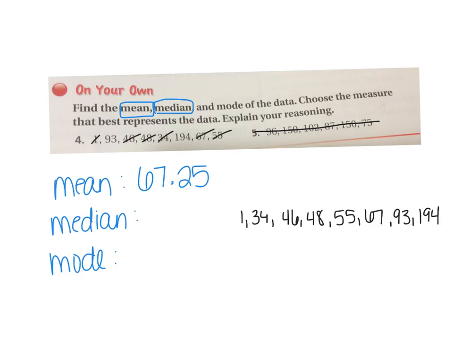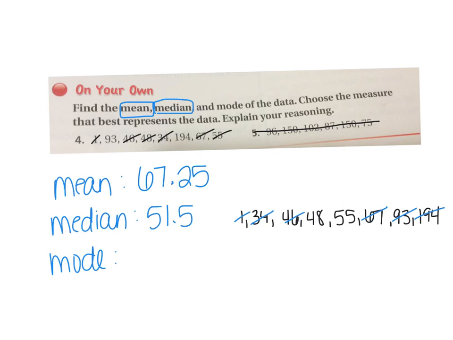Next, I need to find the median. So to do that, I ordered my data from least to greatest. Median is the middle, so I'm taking one off the front, one off the back, one off the front, one off the back, and I have 2 in the middle. So I have to find the mean of 48 and 55. I'm going to use my calculator for that. 48 plus 55 is 103. Divide by 2 is 51 and a half. So my median is 51 and a half.